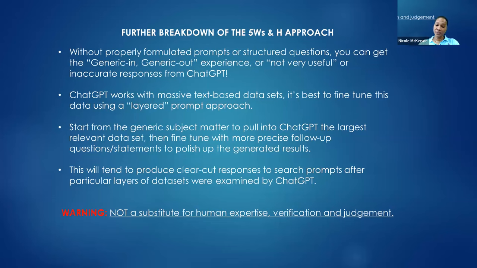And just as a warning, the AI is not a substitute for human expertise, verification, and judgment. ChatGPT can also be used more broadly than for research purposes. It can help you find errors in grammar for emails, essays, or it can help you write or optimize computer programming code, as it will also suggest edits and provide sample answers. So it's a very powerful tool.